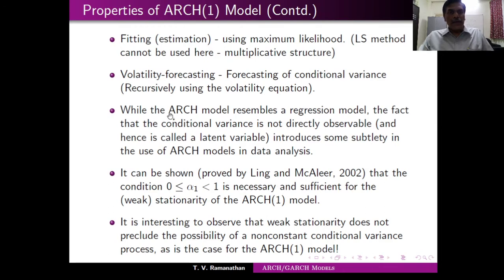While the ARCH model resembles a regression model, the fact that the conditional variance is not directly observable introduces some subtlety in the use of ARCH models in data analysis. It can be shown that the condition 0 less than or equal to alpha_0, alpha_1 less than 1 is necessary and sufficient for weak stationarity. Stationarity we will discuss a little later after this.